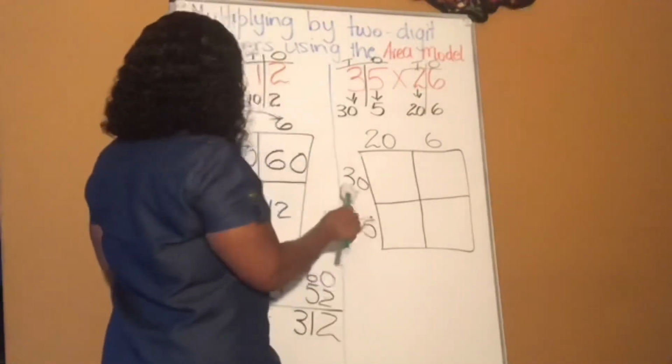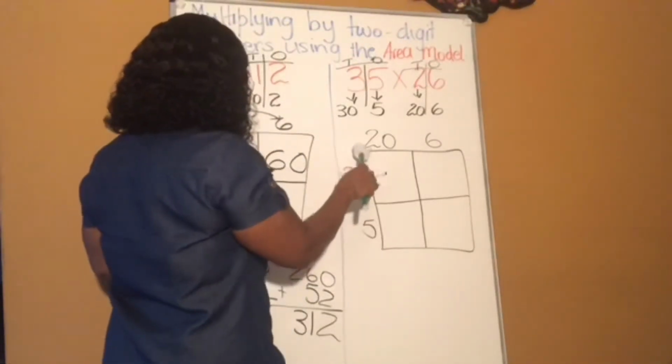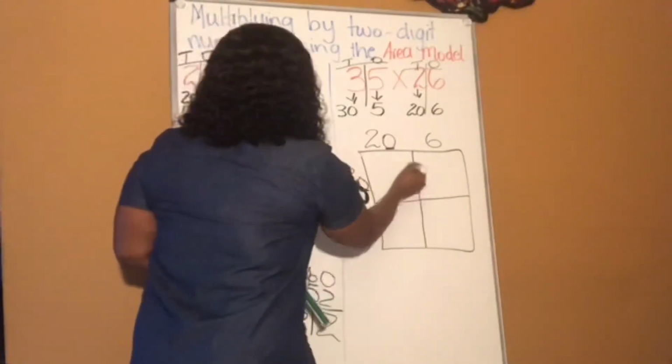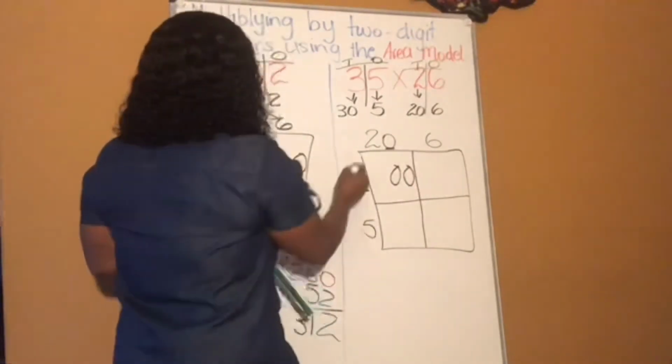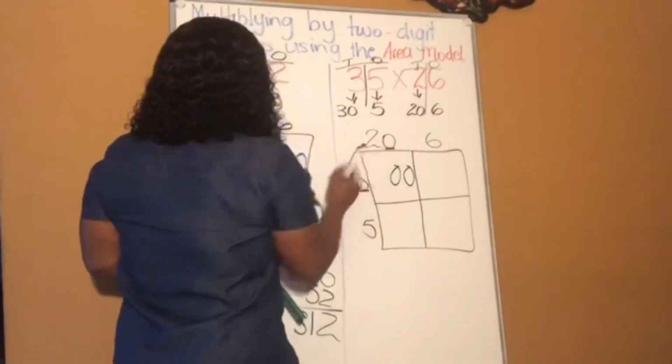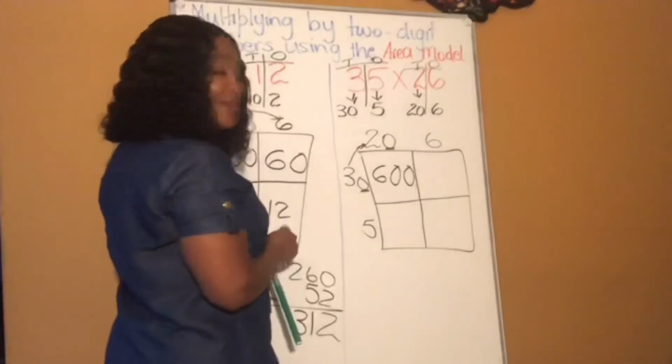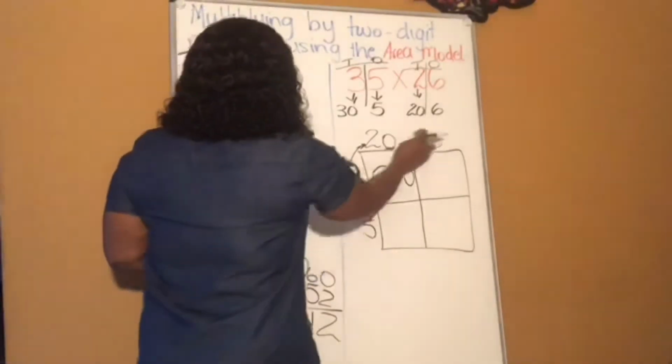First step, 30 times 20. How many zeros? 2. So we write our 2 zeros. Then it's 3 times 2, and that is 6. We're done with that. Now it's 30 times 6.